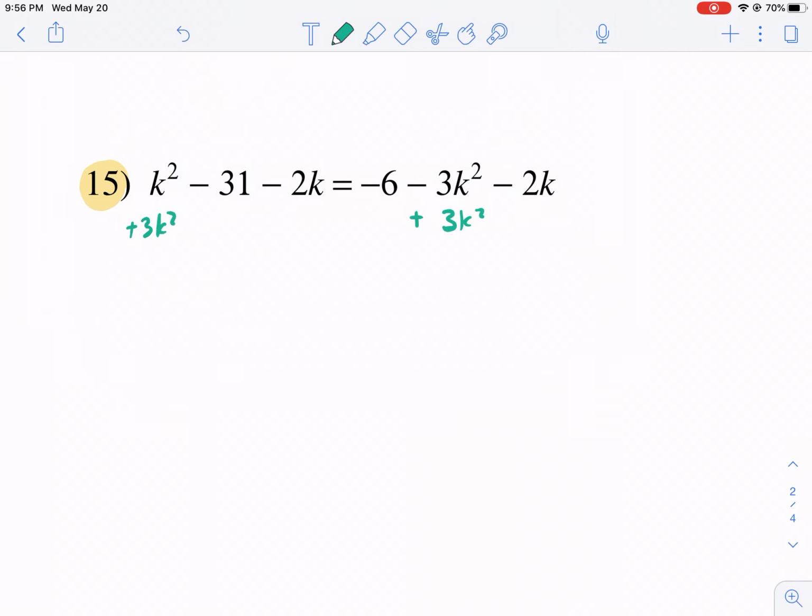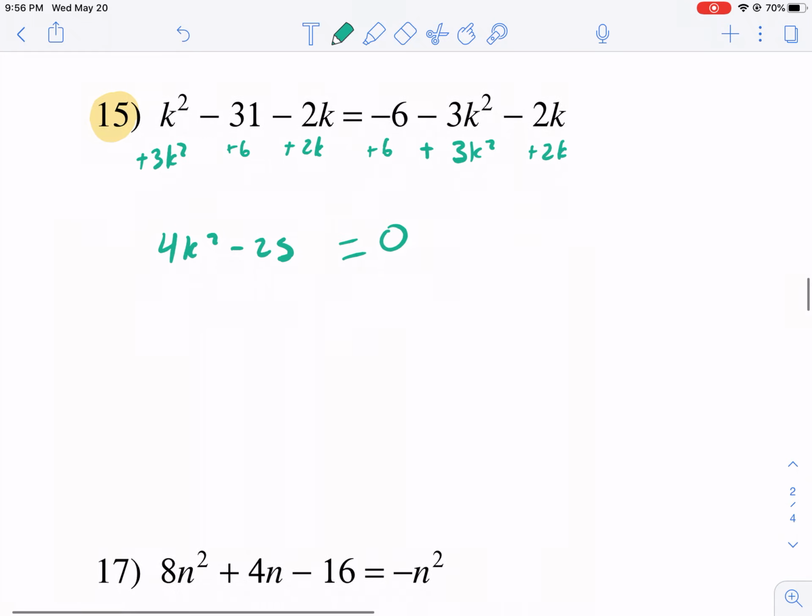So I'm going to move that over. I'm going to add 6 to both sides, and I'm going to add 2k to both sides. All right, so then I get 4k squared minus 25, right? Negative 31 plus 6, negative 25. And then I get 0k. Ooh, how about that? So I get 4k squared minus 25 equals 0.